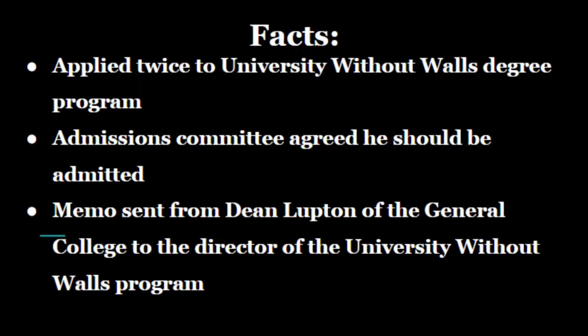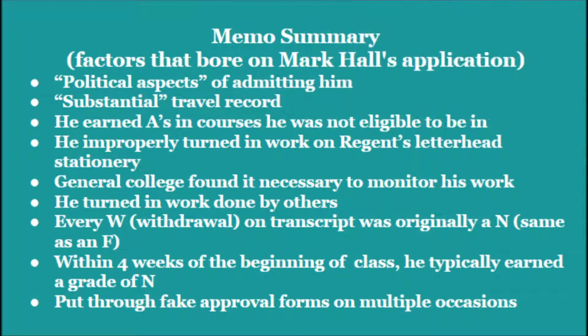He applied twice to the University Without Walls program, once in August of 1981 and again in October of 1981, to regain his eligibility. Both times, the admission committee decided he should be accepted into the introduction program, and both times their decision was vetoed by the director of the program higher up. Unbeknownst to Hall, the dean of the General College, Dean Lupton, sent a memo to the director of the University Without Walls. The memo included factors of Mark Hall's conduct at the General College that bore negatively on his application.